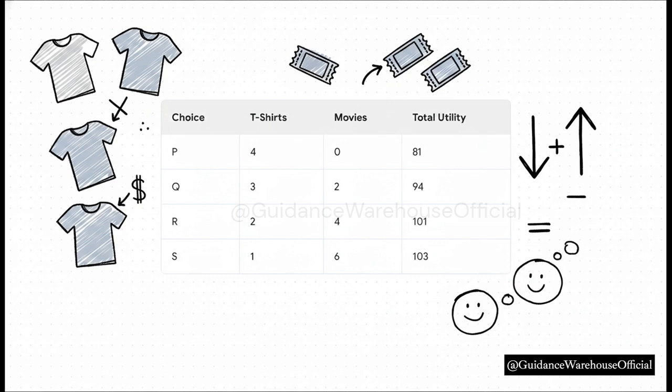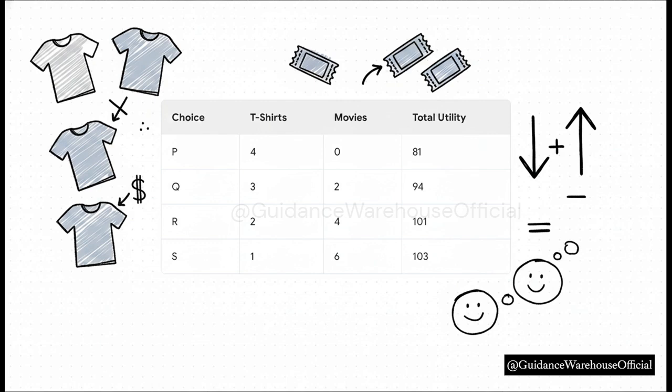But what if he decides to give up that 4th t-shirt? Well, it's his least favorite shirt anyway, so he loses 18 utils. But he saves 14 bucks. With that $14, he can buy 2 $7 movie tickets. And those first 2 movies give him a massive 31 utils. So think about it. He loses 18 utils, but gains 31. That is a net gain of 13 extra utils.